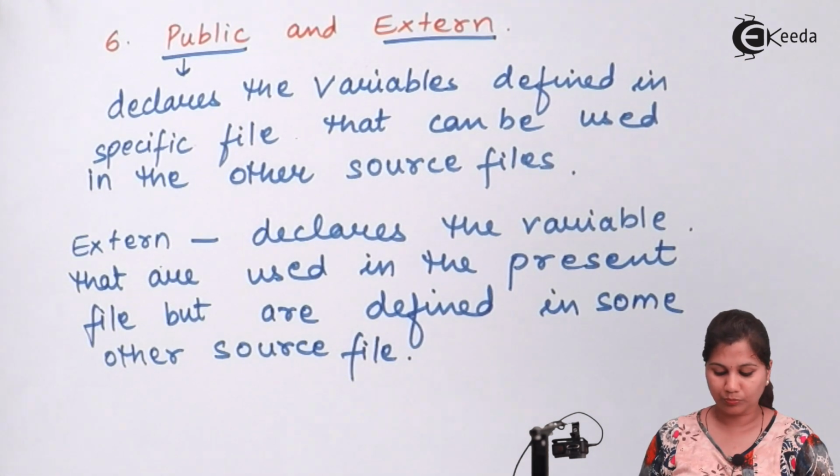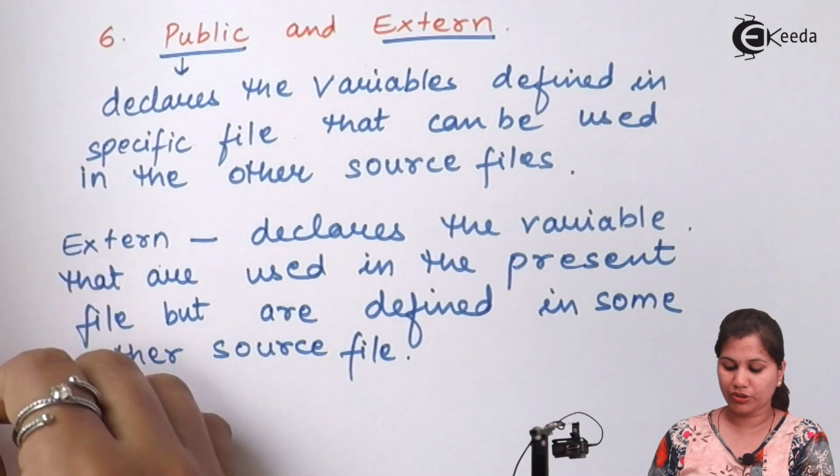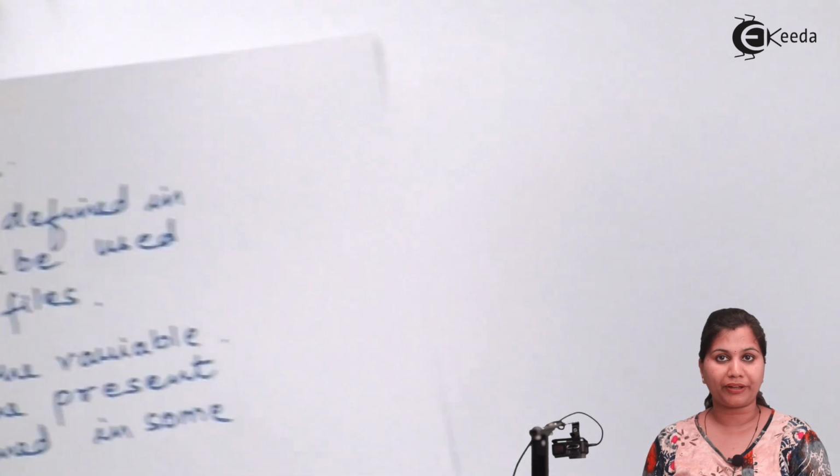Okay, so these are the assembler directives which are used in the 8051 microcontroller: ORG, equate, end, DS, DB and public and extern. Okay, so these assembler directives do not generate any machine code and they are just directing the assembler to do some task. Okay, so I hope that this topic is now clear to you. Thank you.